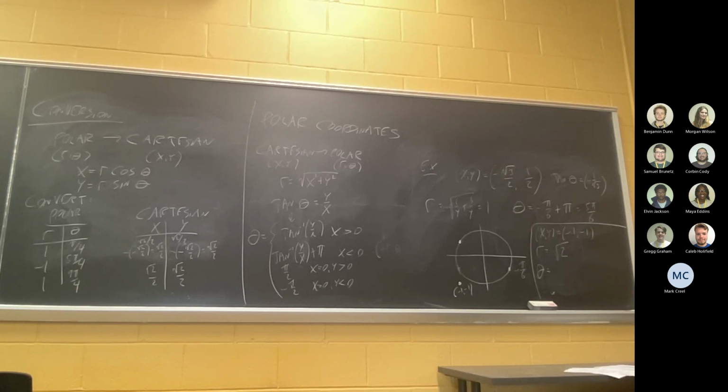Where did you get them? Five, 4. It is, so if you have tangent of theta equal to y over x, which is 1, the inverse tangent of 1 is pi over 4. But then you have to add pi because x is negative. Yes, 5 pi over 4. Any questions about how this conversion works?